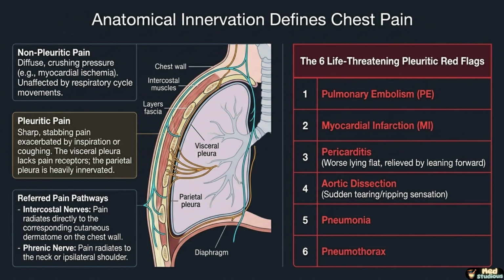This pain can also refer to other areas. Irritation along the intercostal nerves radiates pain to the corresponding dermatome on the chest wall, while irritation of the phrenic nerve, which supplies the diaphragm, can refer pain all the way up to the neck or shoulder. Clinically, 6 conditions represent genuine pleuritic emergencies: pulmonary embolism, myocardial infarction, pericarditis, which characteristically worsens lying flat and improves leaning forward, aortic dissection, often described as a tearing sensation, pneumonia, and pneumothorax. Misidentifying any of these can be fatal, which is why precise pain characterization is a critical first diagnostic step.